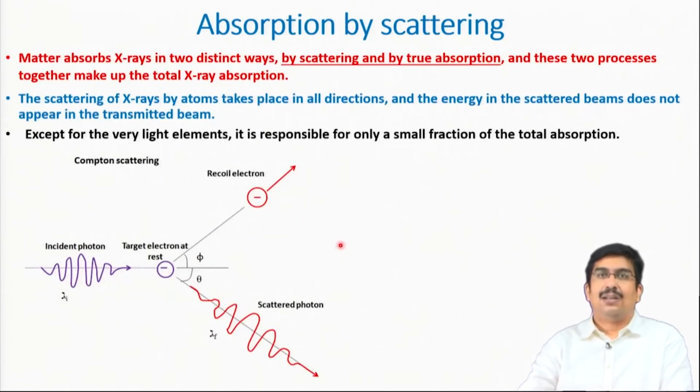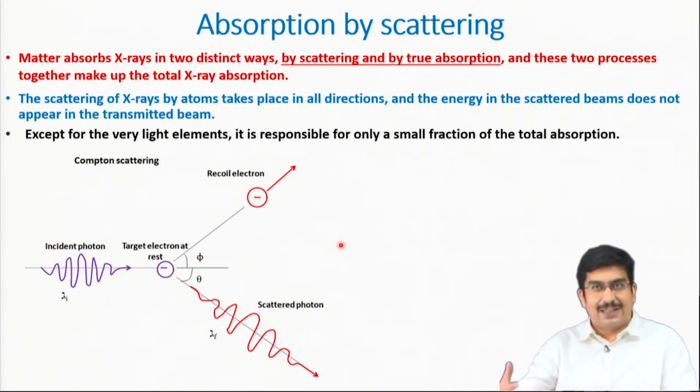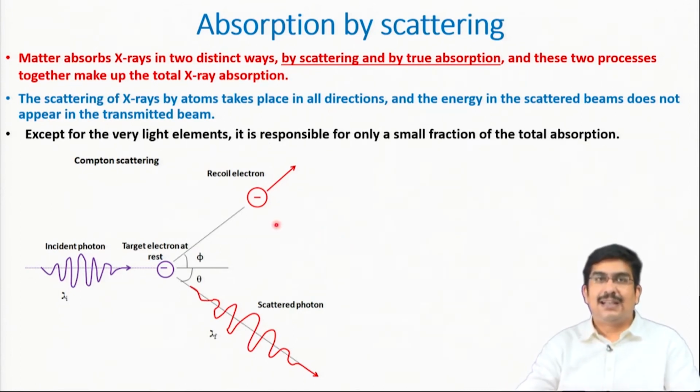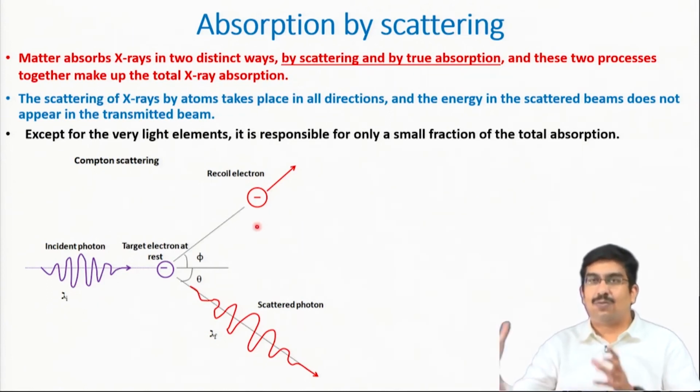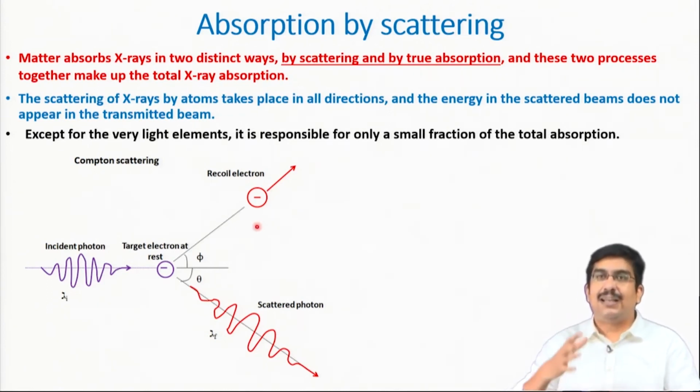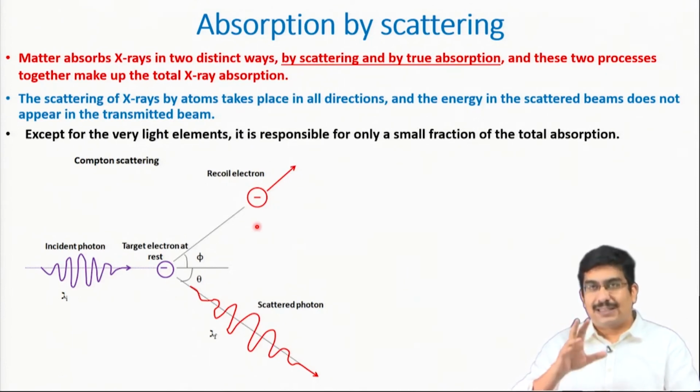Okay. Now, how does this absorption happen? That is the question. So, matter absorbs X-rays in basically two distinct ways. One of them is scattering, typical X-ray scattering. Another one is called true absorption, and these two processes together contribute to the total X-ray absorption. So, between an incident X-ray and the transmitted X-ray, whatever X-ray intensity is lost in the material itself is contributed by both X-ray scattering and something called true absorption.